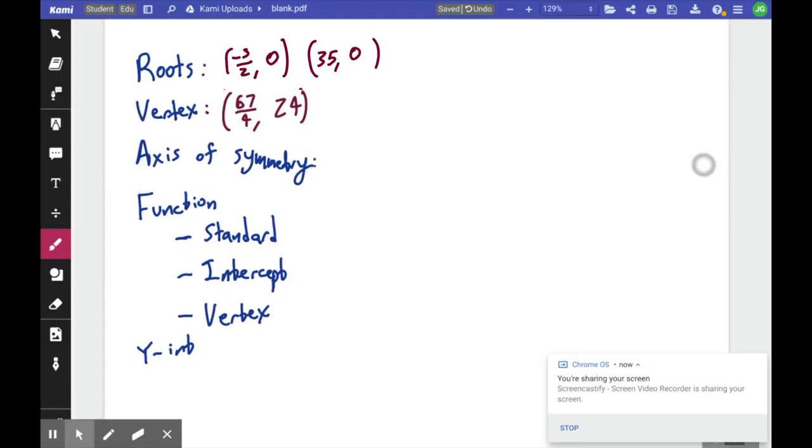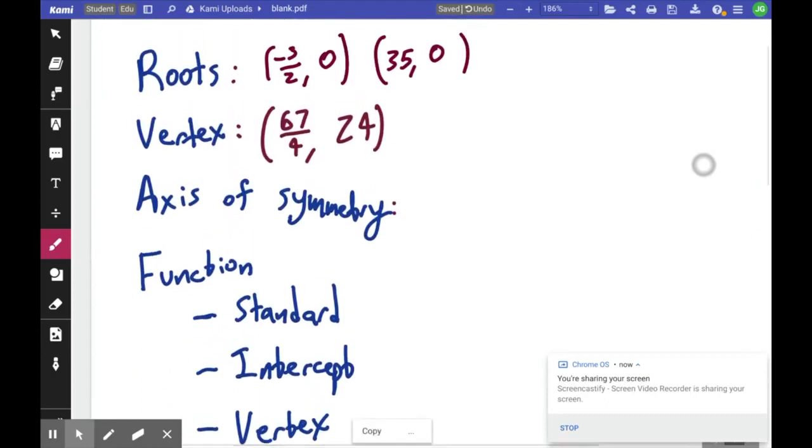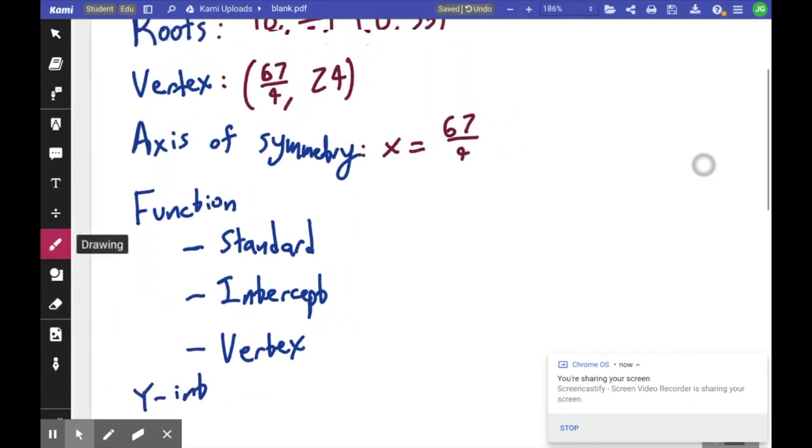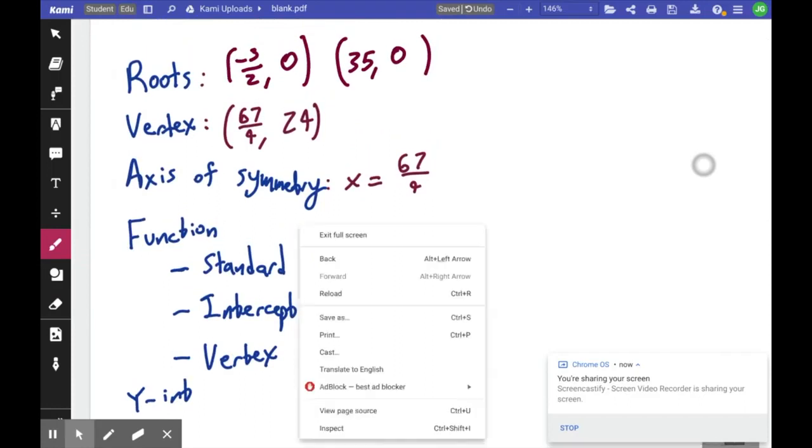Hello, this is my workspace here, and we already have two values, but let's calculate the rest of the critical values. So for the axis of symmetry, we just take the x value of the vertex. So we get x equals 67 quarters, which is this one right over here. Okay, so now for the function, I'm going to start off with intercept form because we already have both roots.